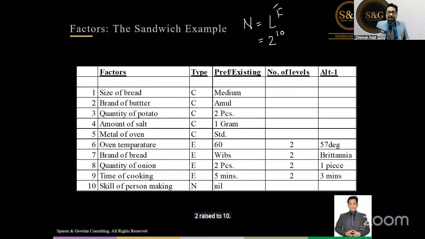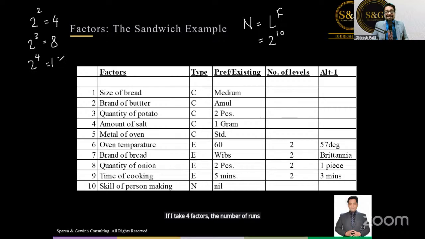Try to understand this. Let's do this experiment. If I take 2 factors, let's consider 2 levels only, the number of runs will be 4. If I take 3 factors, number of runs will be 8. If I take 4 factors, the number of runs will be 16. If I take 5 factors for experiment, number of runs will be 32. If I take 6 factors, it is 64. If I take 7 factors, it is 128, and so on and so forth.